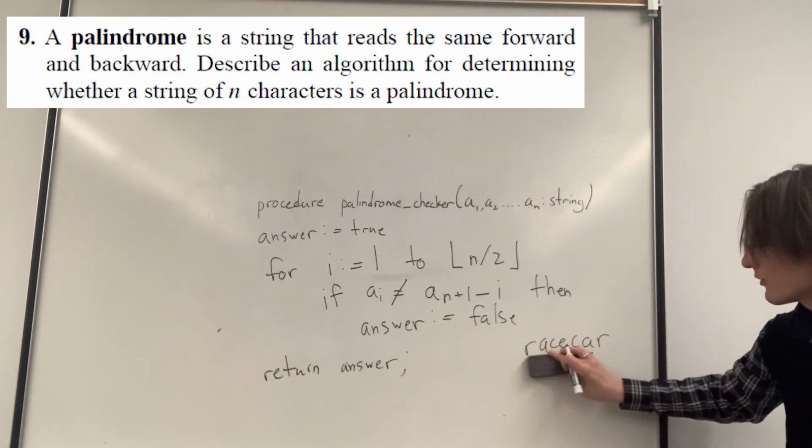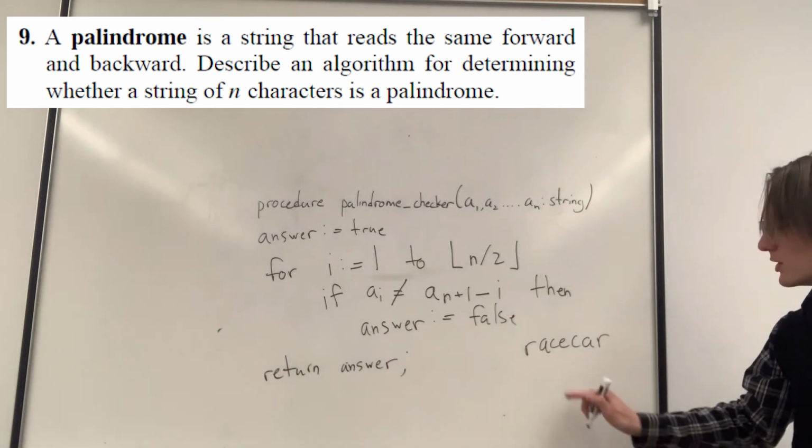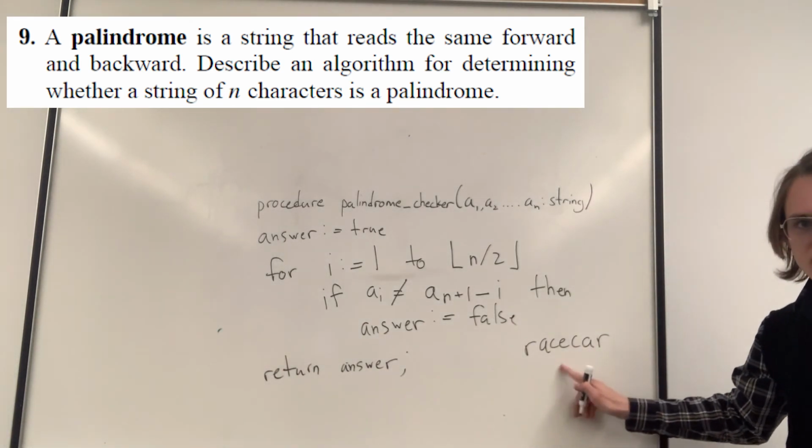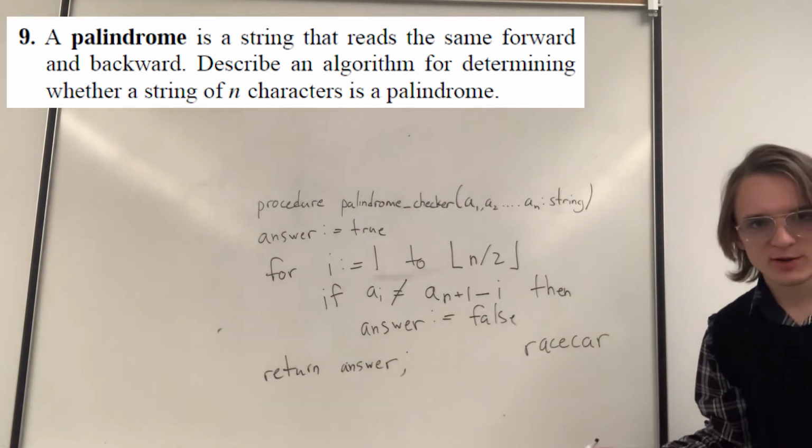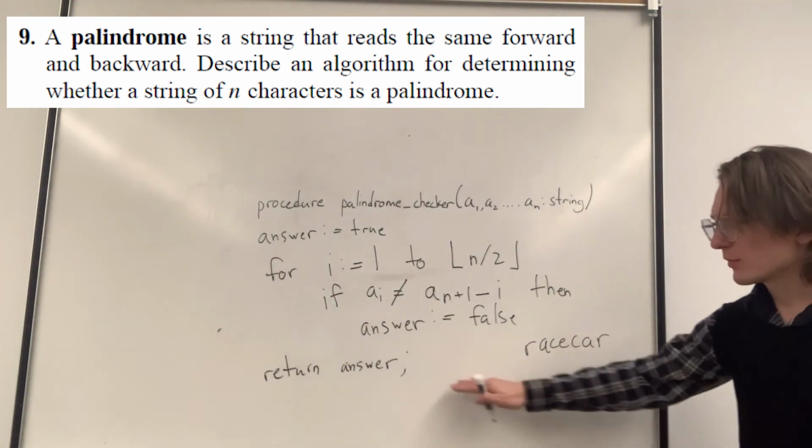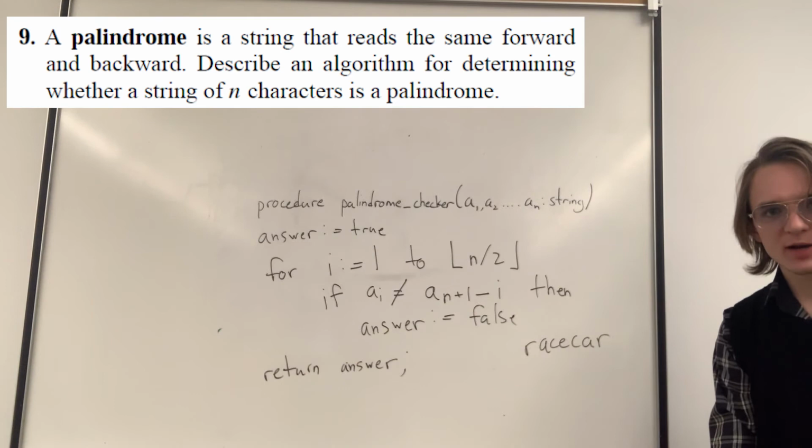And once we got to the halfway point, we would stop, because it doesn't matter whether the e matches anything, because it's the halfway point, so it matches itself. And at that point, it breaks the loop and returns our answer.